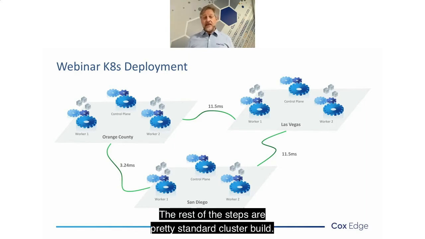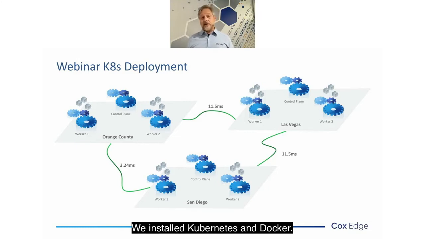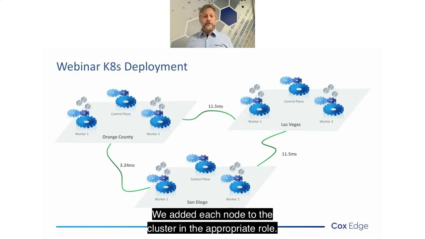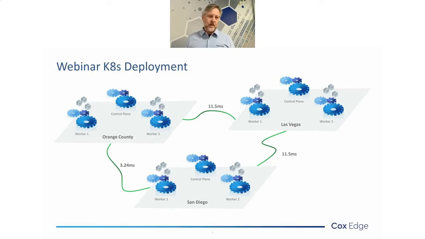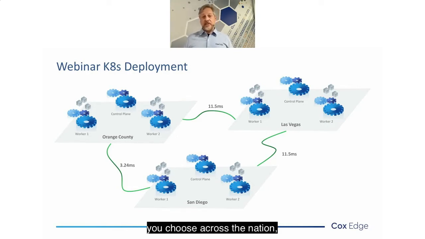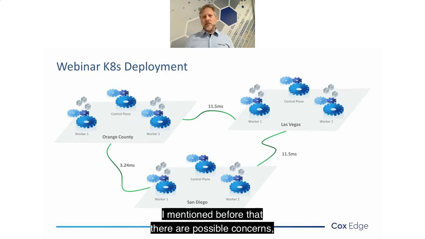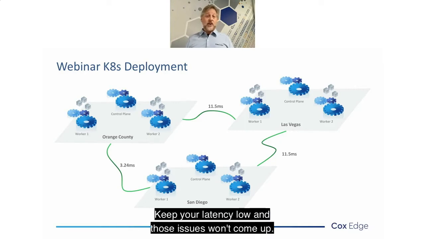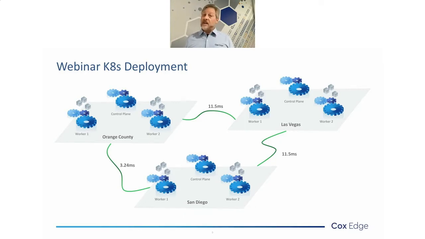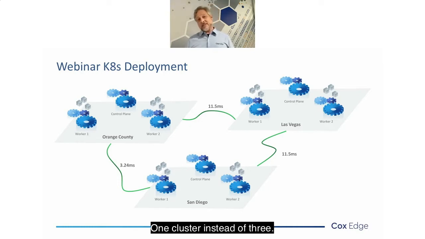The rest of the steps are pretty standard cluster build. We installed Kubernetes and Docker. We added each node to the cluster in the appropriate role. What's really great is we didn't have to perform any tuning to make this work. All heartbeat and election intervals are left at the defaults. As you stretch this to data centers you choose across the nation, tune and test to get the results you want. I mentioned before that there are possible concerns like frequent elections or heartbeat timeouts. Those are usually just latency problems wearing different clothes. Keep your latency low and those issues won't come up. Overall, it's not too complicated, right? 1 cluster instead of 3, 3 control planes instead of 9.